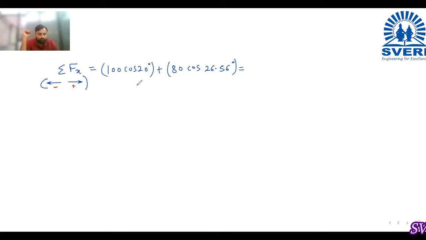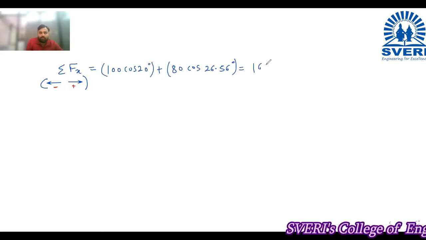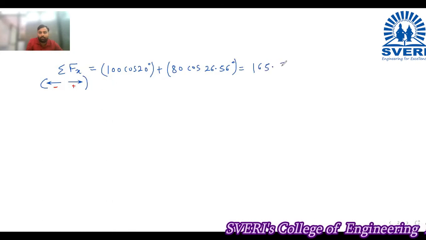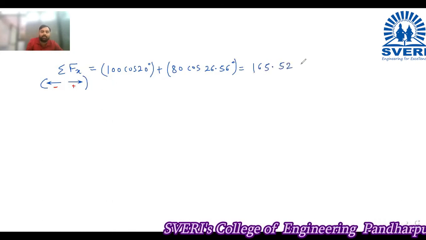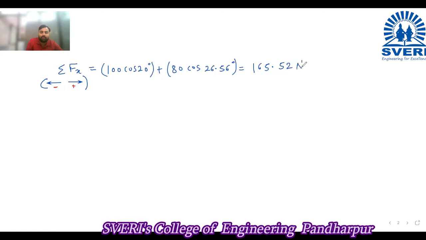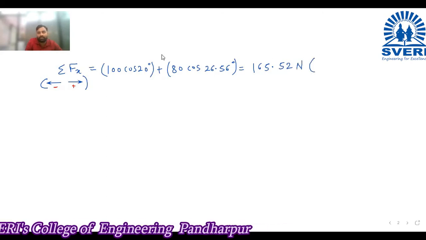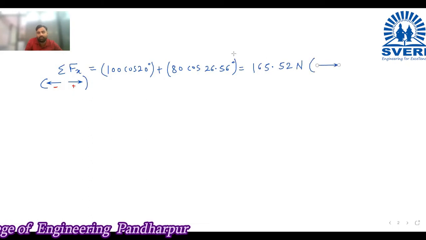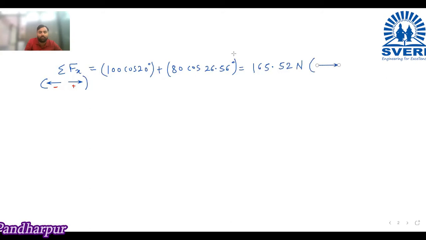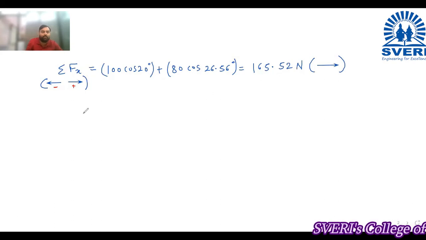One 165.52. 165.52 plus, what is the answer, plus minus? Plus. So plus means what? Its direction is towards right. Okay, fx came plus. fx is always horizontal. Since plus came and it is horizontal, fx will be to the right. Okay, so this is the value of fx.